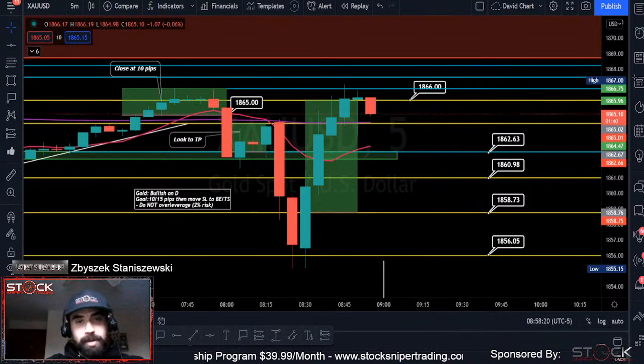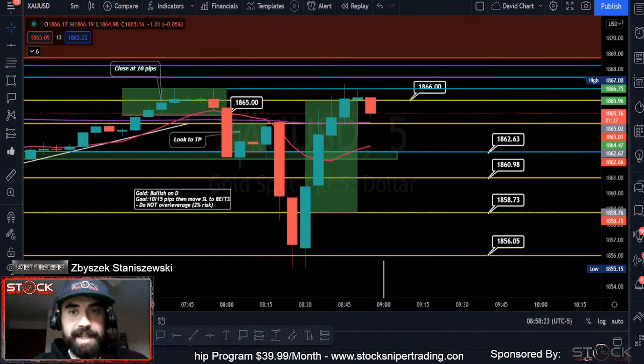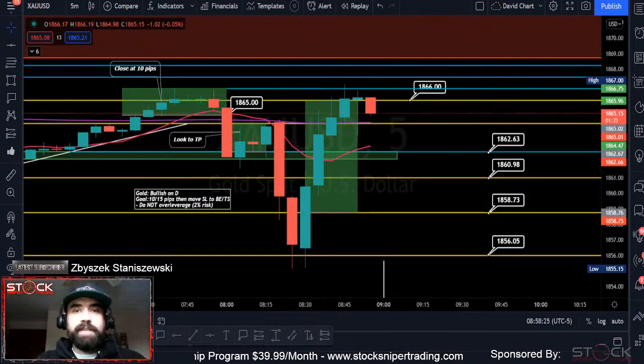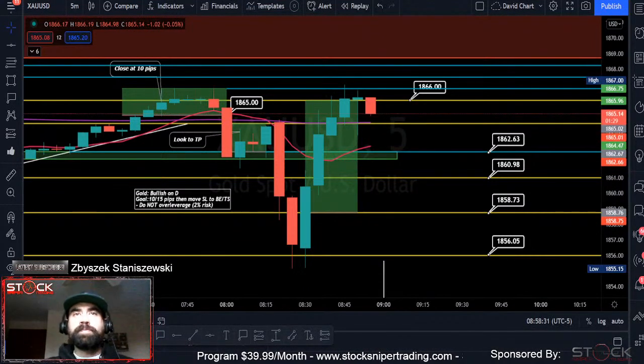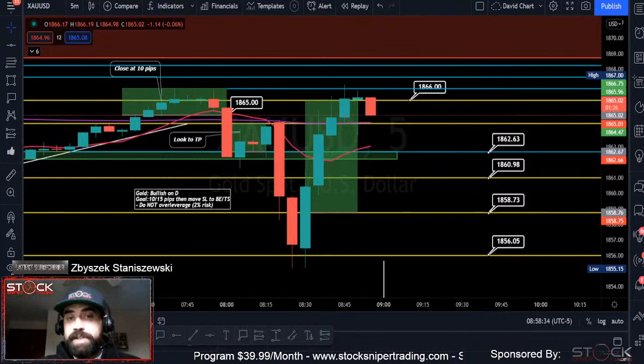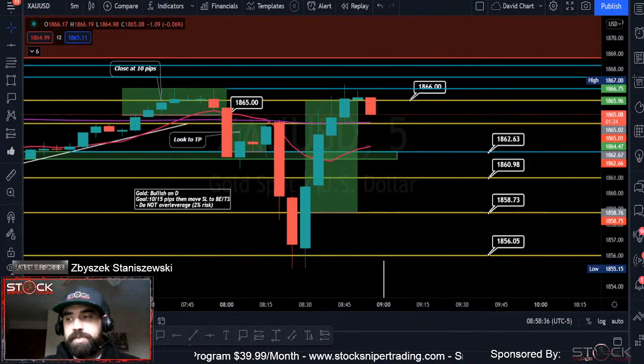Hello. I timed myself. I was almost 2 minutes on the dot, guys. And you can see that 1866, as soon as we get to that level again, it's starting to retrace. About a minute and 30 left on this candle. Let's watch and see how this plays out.